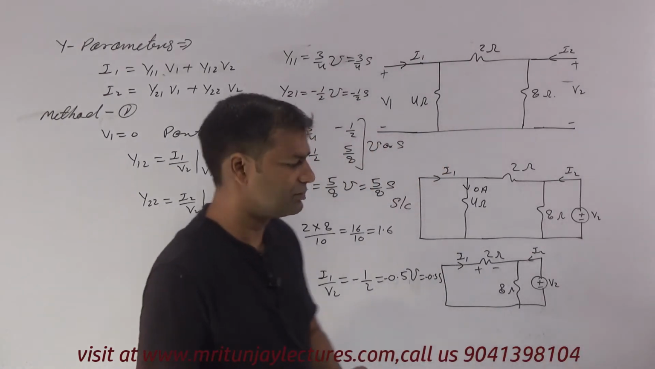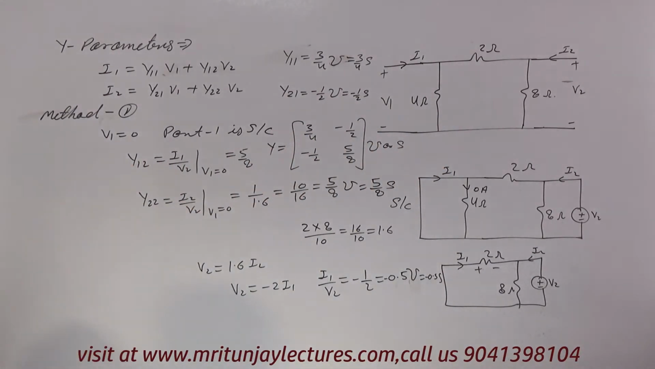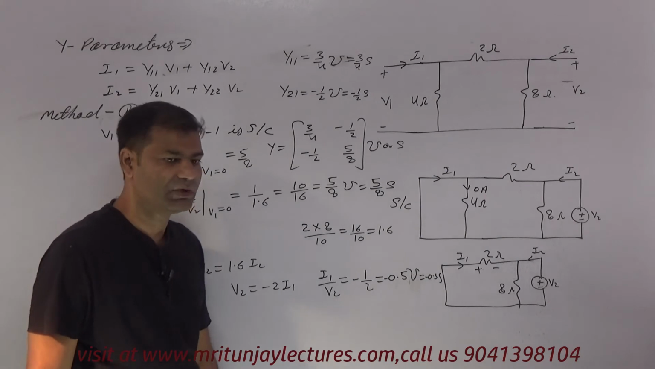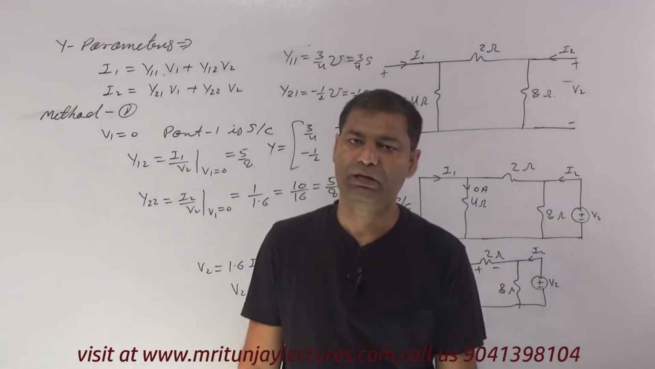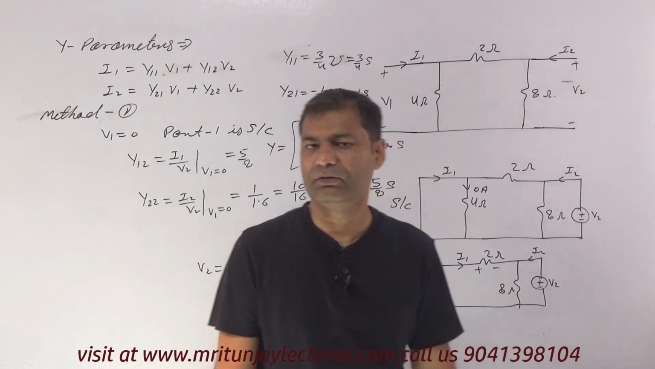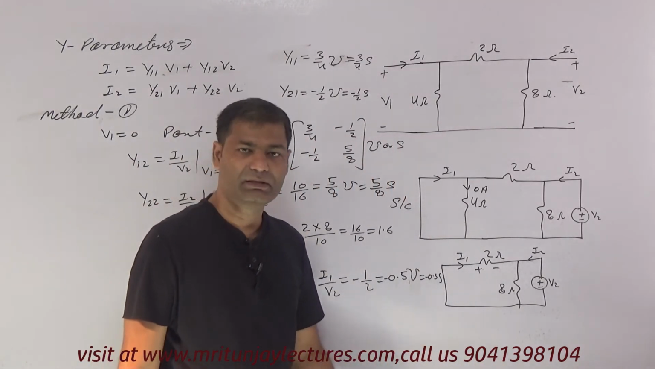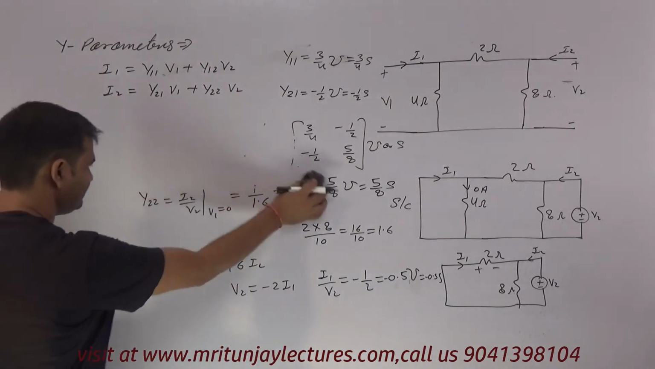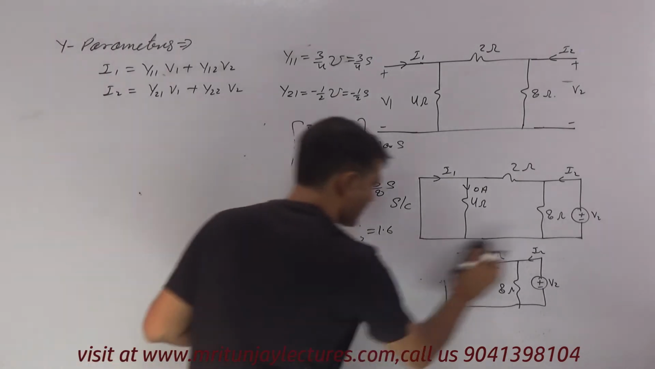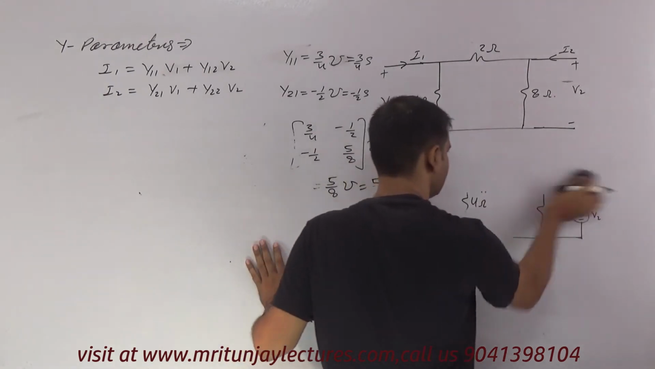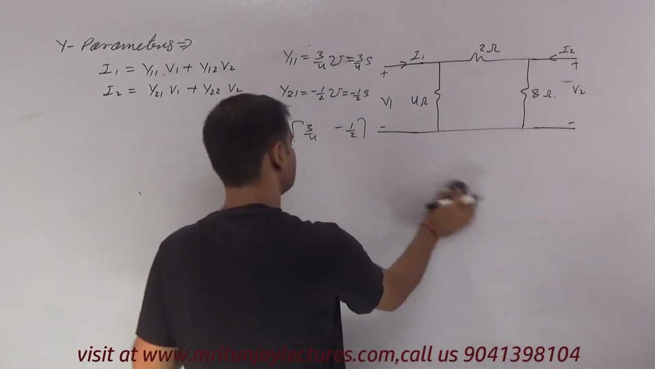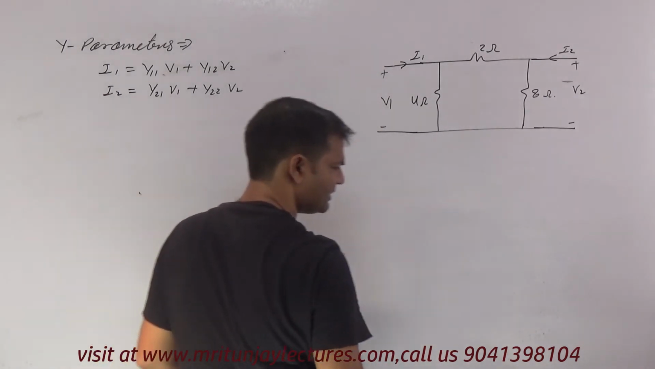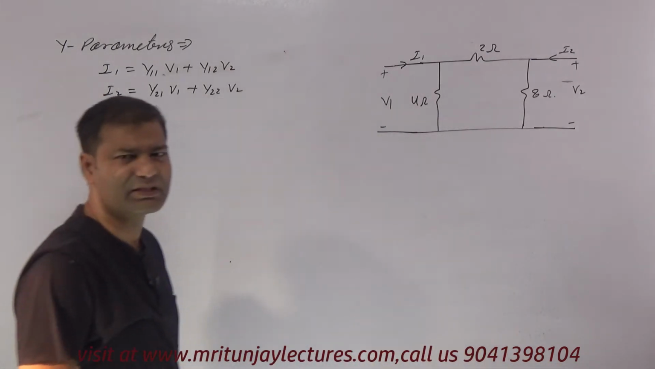You can solve this one by another method also. This is method 1, the conventional method. If sometimes you are asked to determine Y11, Y12, Y21 or Y22, then always follow this method. Or if the circuit is complicated, then you can use this method. Otherwise, follow another method. In practice, you can follow both methods, because sometimes this method is easy, sometimes the second method is easy. Most of the time the second method is easy, but it depends on the circuit.